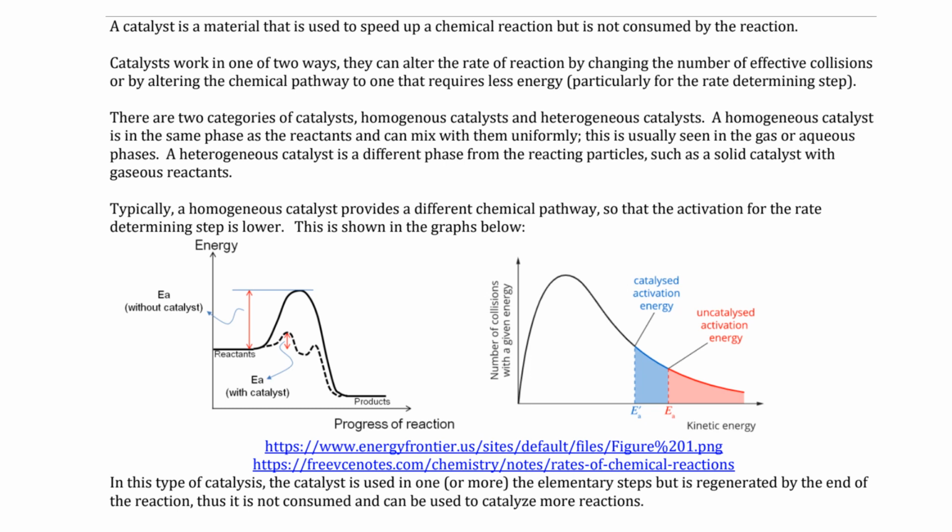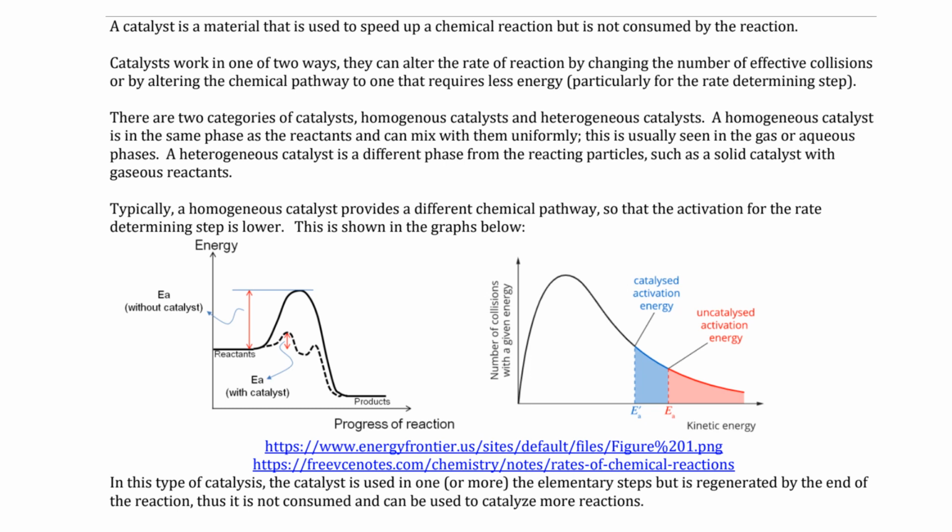There are two different types. The first kind is homogeneous, and the second is heterogeneous. A homogeneous catalyst is in the same phase as the reactants and mixes uniformly. This is usually seen in gas or aqueous phases, but you can have a heterogeneous catalyst and it's a different phase. So it could be a solid catalyst interacting with gaseous reactants. Typically, a homogeneous catalyst provides a different chemical pathway so that the activation energy for the rate determining step is lower.